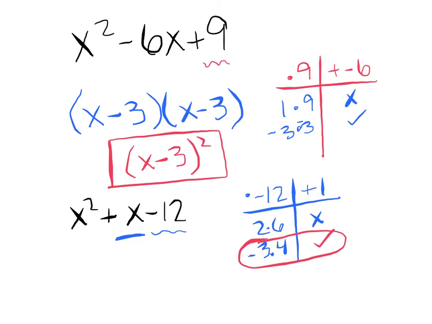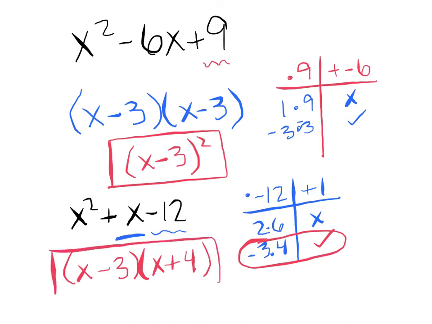What are the two numbers we are missing? When we write our answer in factored form, we're going to write x minus 3 in one factor and x plus 4 in the other. If we wanted to check our answers, we could use double distribution to go back to see if we ended up with x squared plus x minus 12.